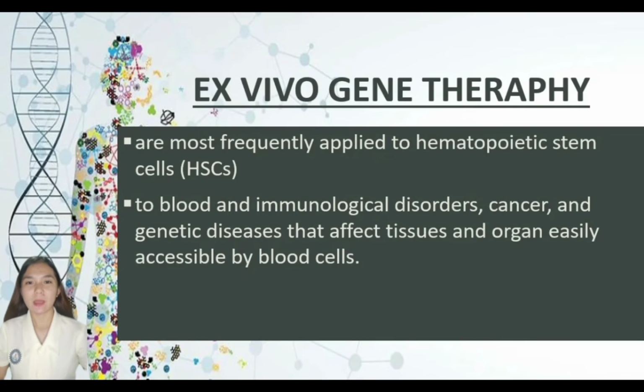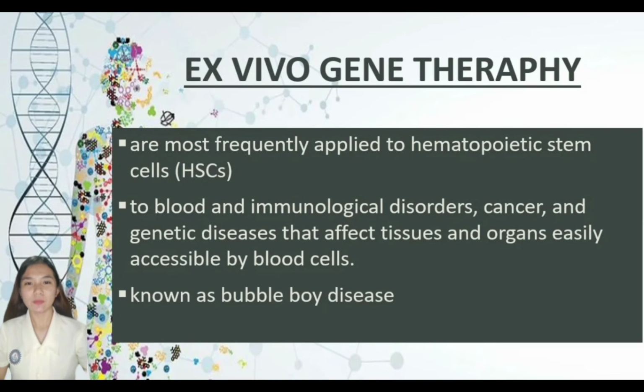Easily accessible by blood cells. Among diseases potentially treatable with genetically modified hematopoietic stem cells is severe combined immunodeficiency, popularly known as bubble boy disease, whose history of treatment can somewhat be viewed as the history of gene therapy itself.